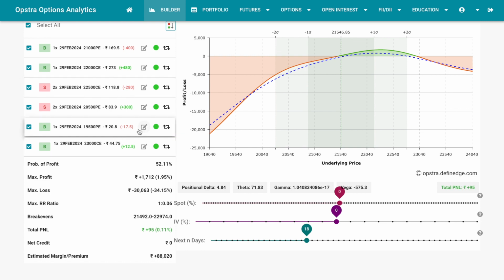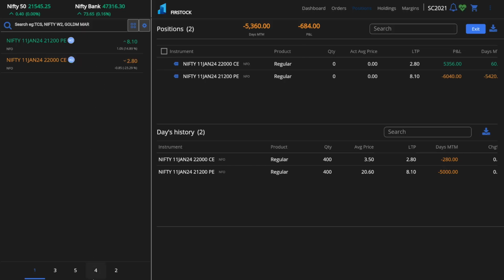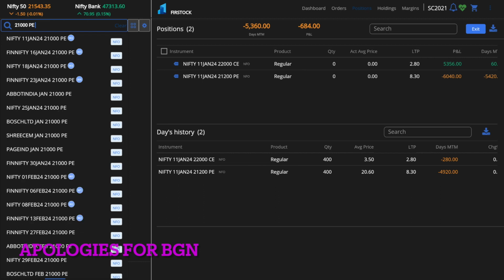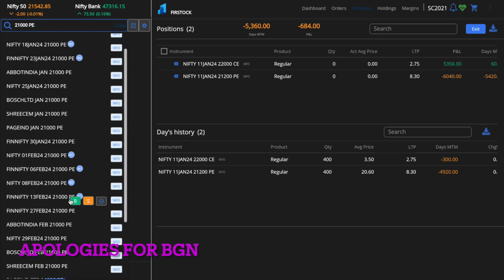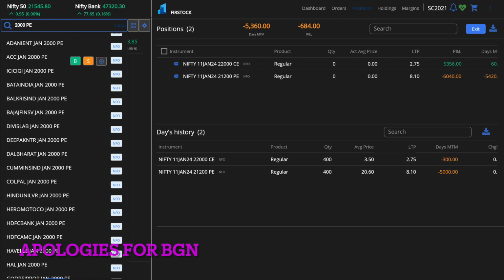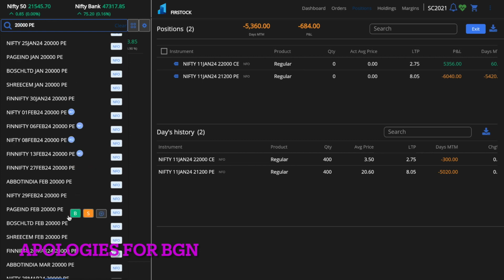So what we can do, we can increase two lots on the positive side. Let's just go ahead and start deploying. Let's go to the third section and start putting the strategy. So 21,000 PE for Feb, 21,000 Feb, and 20,000. Let's go with 20,000 PE only. Let's go with 20,000 PE in Feb.